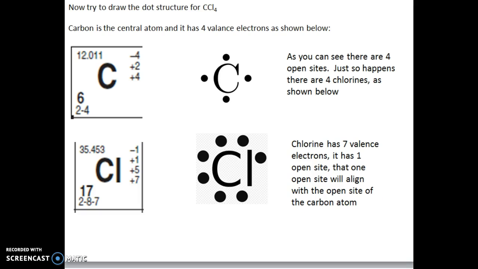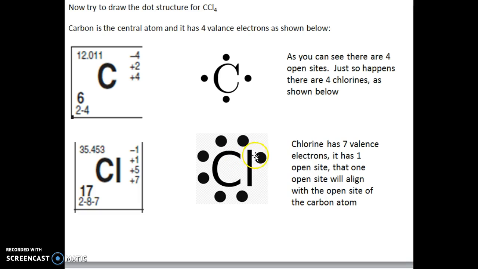Now I'm going to ask you to examine CCl4, carbon tetrachloride. Now if we look at carbon, carbon has 4 valence electrons. We see it right here. And we draw the Lewis structure, that's what carbon would look like. There are 4 open sites. But wait a minute, it's C with a Cl4, 4 of them.